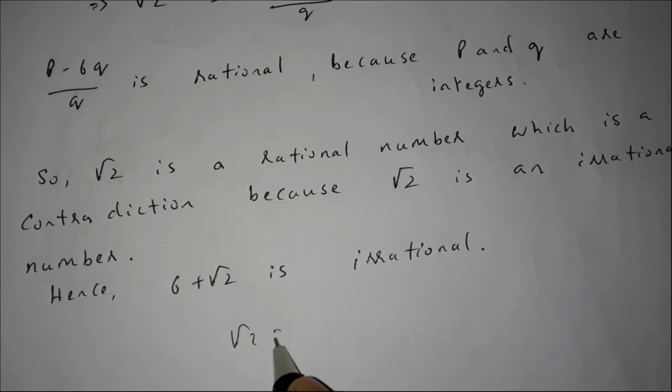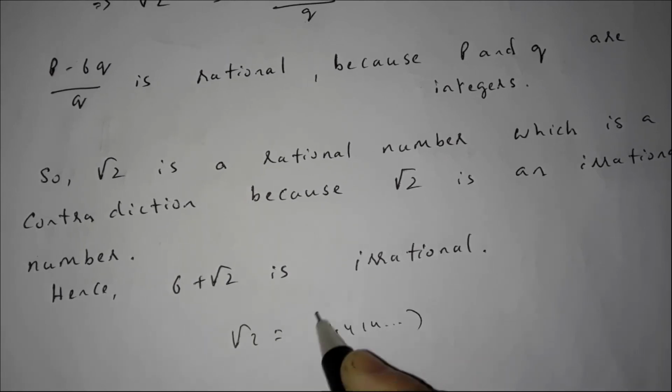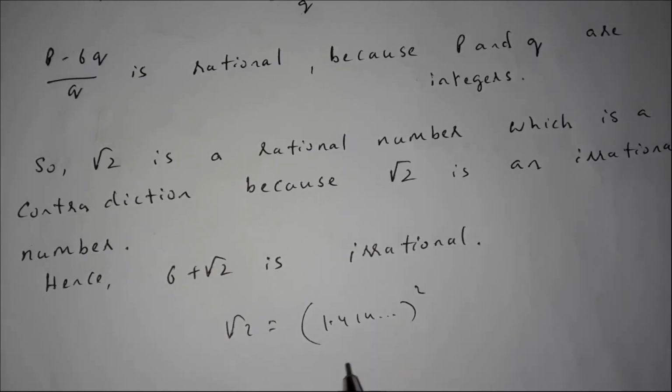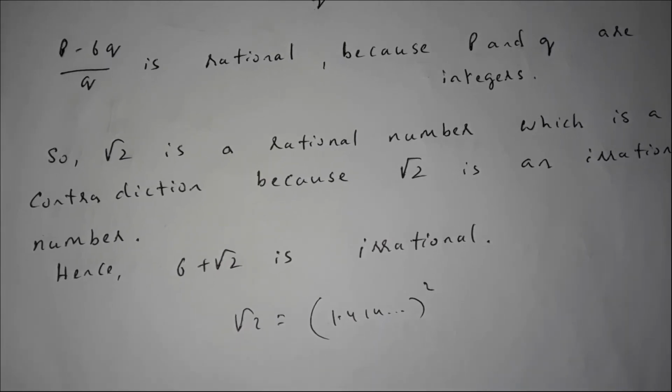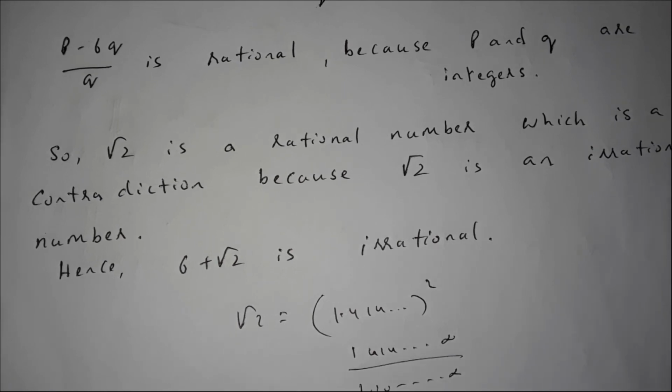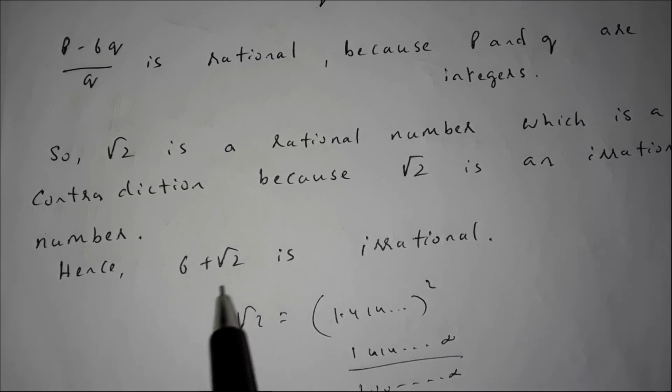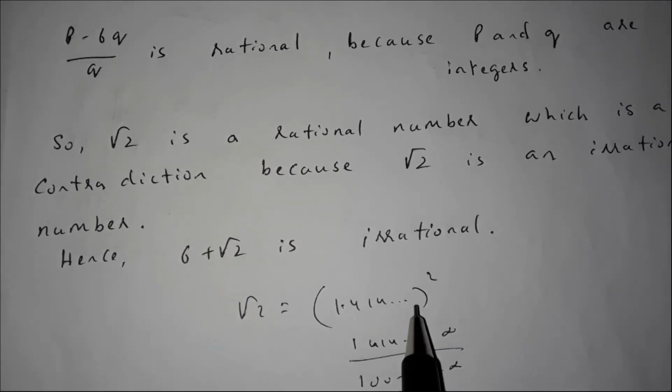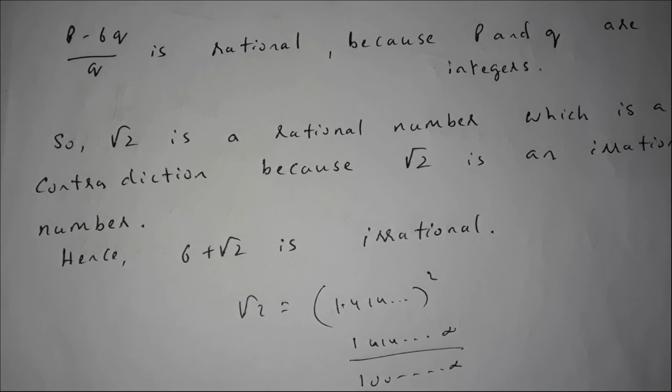Because root 2 equals 1.414 something, non-repeating, non-terminating. You will never get a perfect fraction with root 2. This fraction will never end. So this will become 1414 to infinity, never ending. That's why it is a non-repeating, non-terminating decimal. That's why root 2 is an irrational number. If we add anything rational to this irrational number, this entire thing becomes irrational. So 6 plus root 2 is an irrational number.